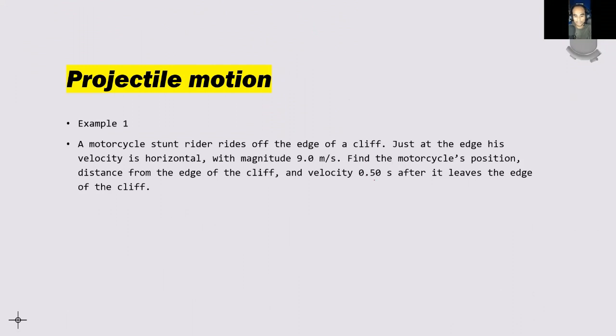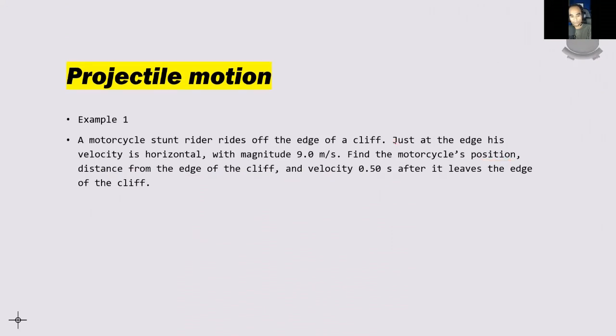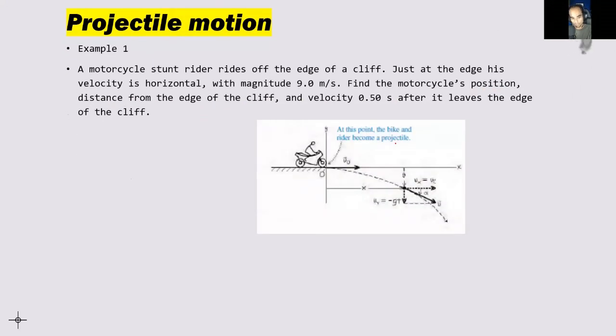Now it says find the position: the distance from the edge of the cliff, and the velocity 0.50 seconds after it leaves the edge of the cliff. First, you have to sketch. You can see this is the rider with the motorcycle, and this is the edge of the cliff. When we reach this point, it is already in half projectile motion. What happens to the motorcycle next, we don't know, either you're going to die or what. First of all, we want to find the motorcycle position.